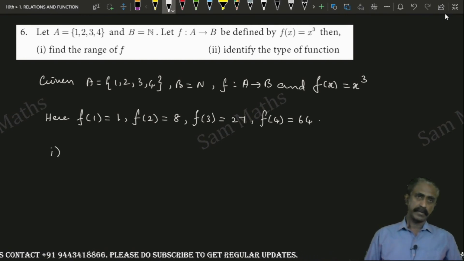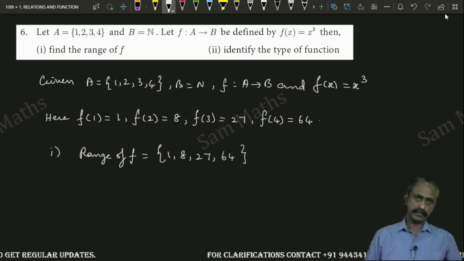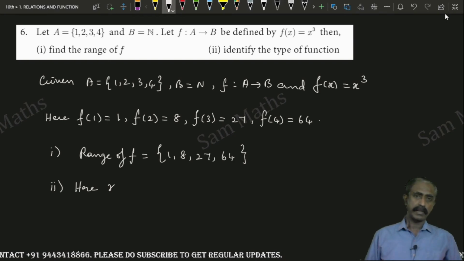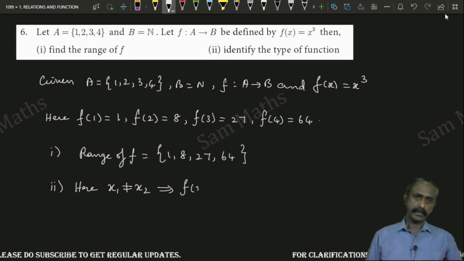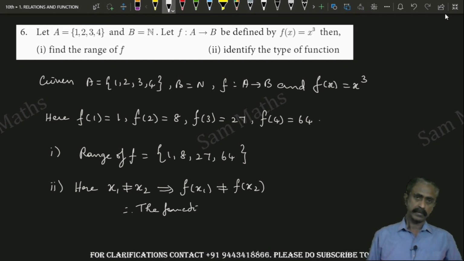First one, the range of f is equal to {1, 8, 27, 64}. Second part, identify the type of function. Here, x1 is not equal to x2 implies f of x1 is not equal to f of x2. Therefore, the function is 1-1.